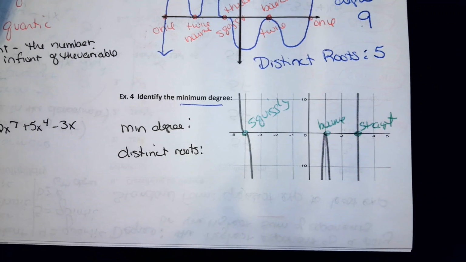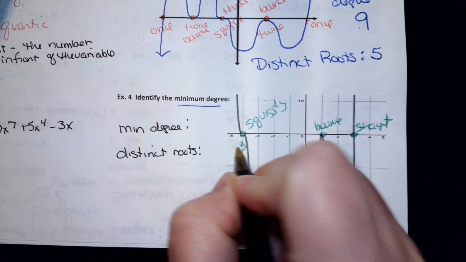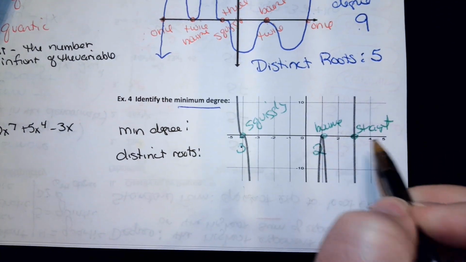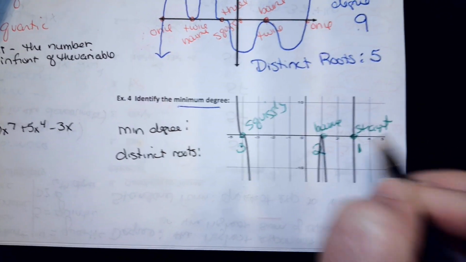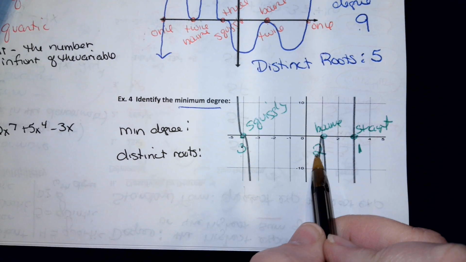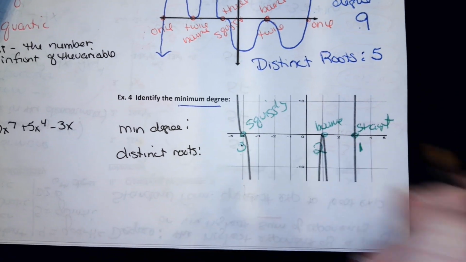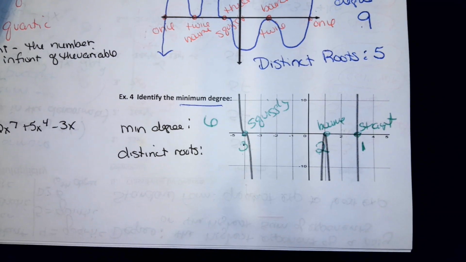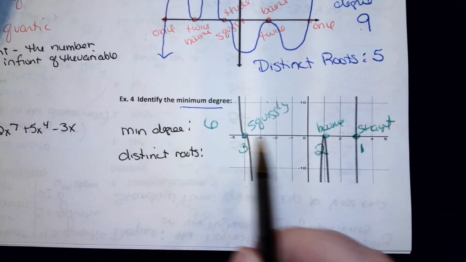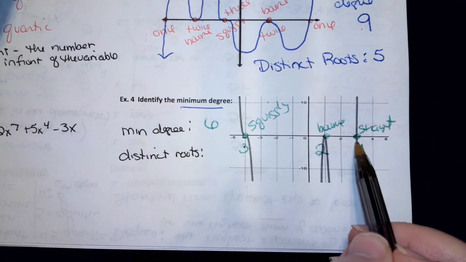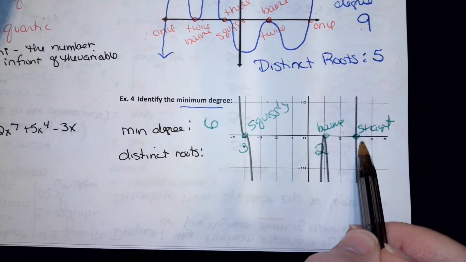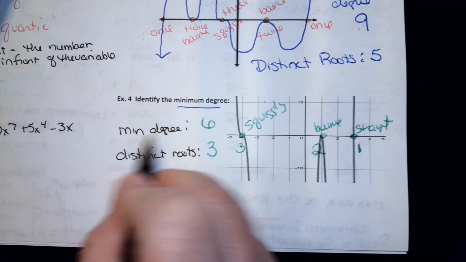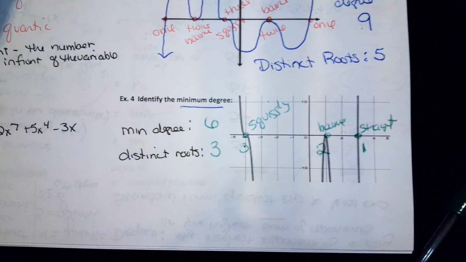All right. So here we got that squiggly, so that's used a minimum of 3 times. Here we have a bounce, that's used a minimum of twice. And here it goes straight through, so that's only used once. So 3 plus 2 is 5, plus 1 is 6. And the minimum degree here is 6. How many different roots do we have? We've got one root of -4, another root of 1, and another root of 3. So we only use 3 different roots, but some of those roots were used more than once. So you have 3 distinct roots, but a minimum degree of 6.